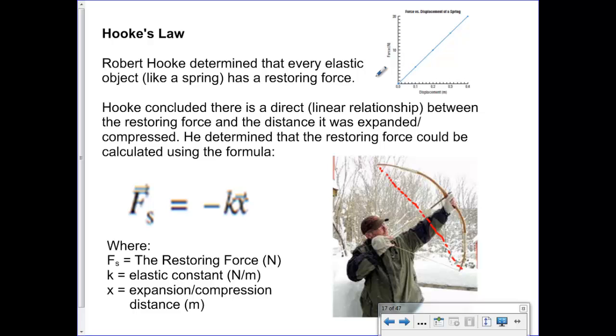Robert Hooke discovered this and eventually figured out a law about it. Here's a formula on your data sheet. To calculate your restoring force, it's equal to negative, I'll talk about the negative in a second, kx. So what do these mean? x stands for the expansion or compression distance. So in this example right here, x would be that amount. Does that make sense? Because that's how far back he's pulled it.